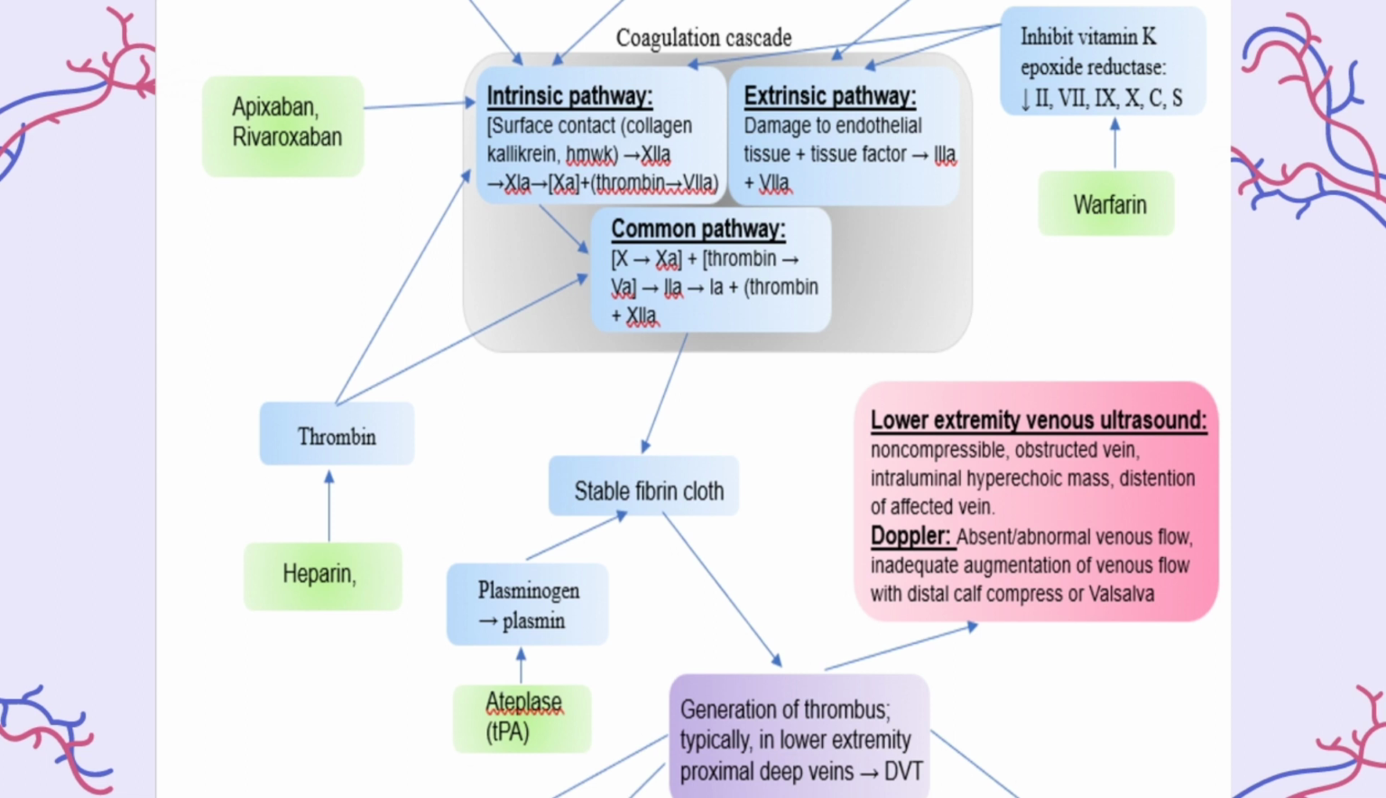So second, we see here the thrombin in the intrinsic pathway and the common pathway. So the heparin is blocking the effect of thrombin in different ways. We also have the anticoagulants that directly block the factor 10A, which are apixaban and rivaroxaban. So you will notice that the factor 10A is in the intrinsic pathway. So when you're blocking factor 10A, you're blocking the intrinsic pathway.